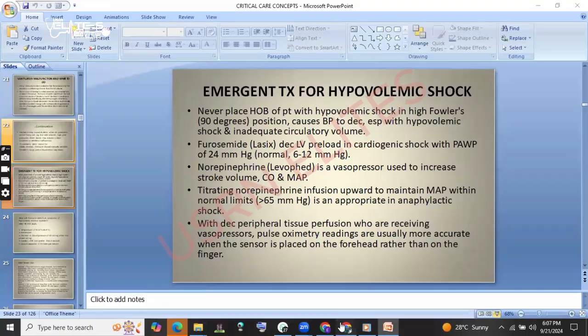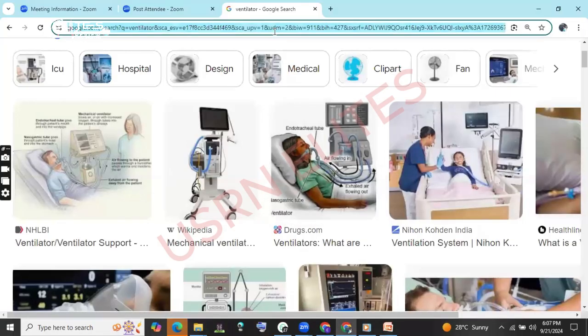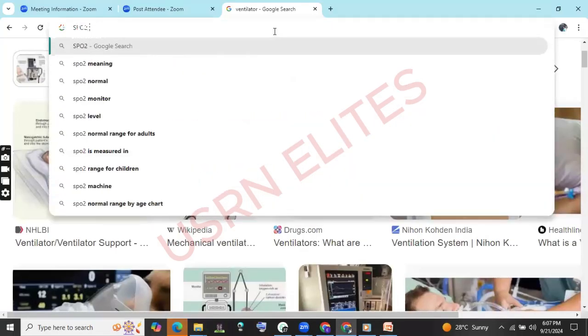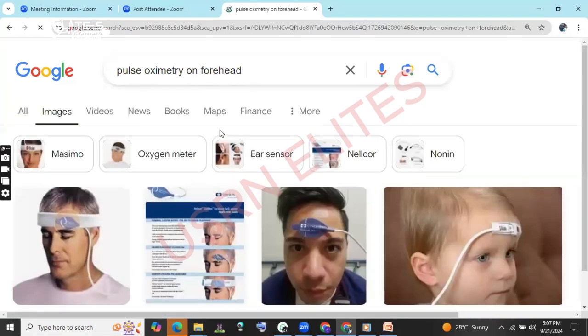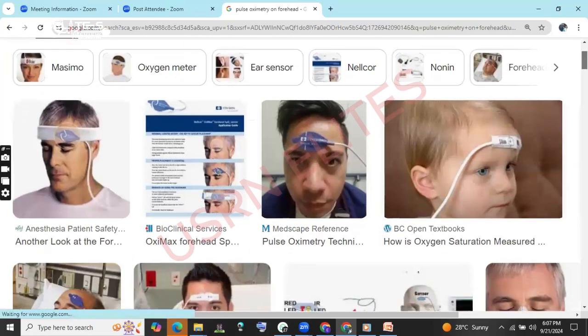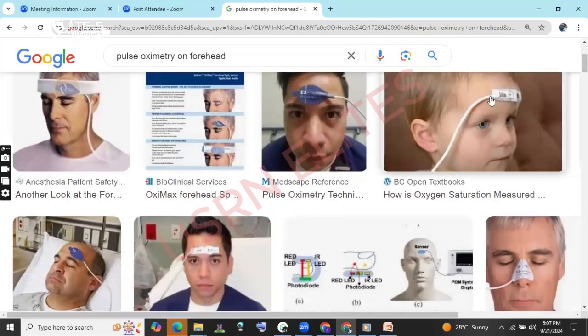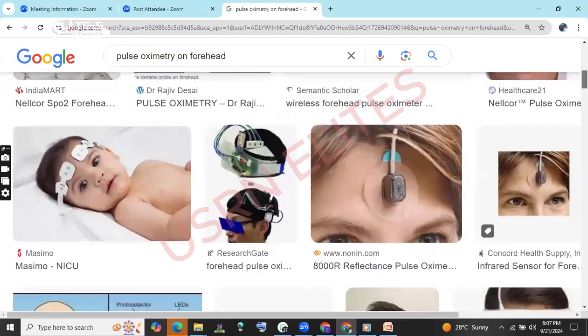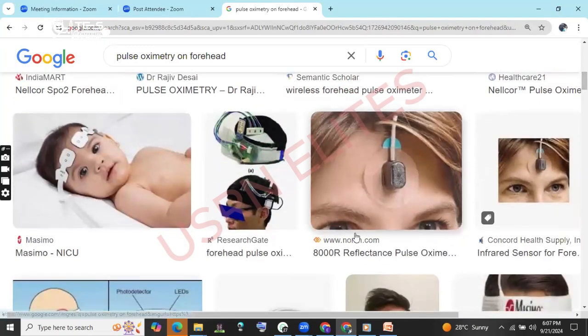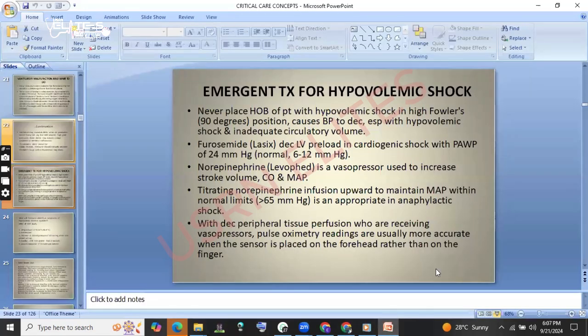Let me show you something too. You see how it looks? Some are like this. Some are even attached to the earlobe, like over here. So we have different forms of it. That's what we're talking about. All right, let's continue.